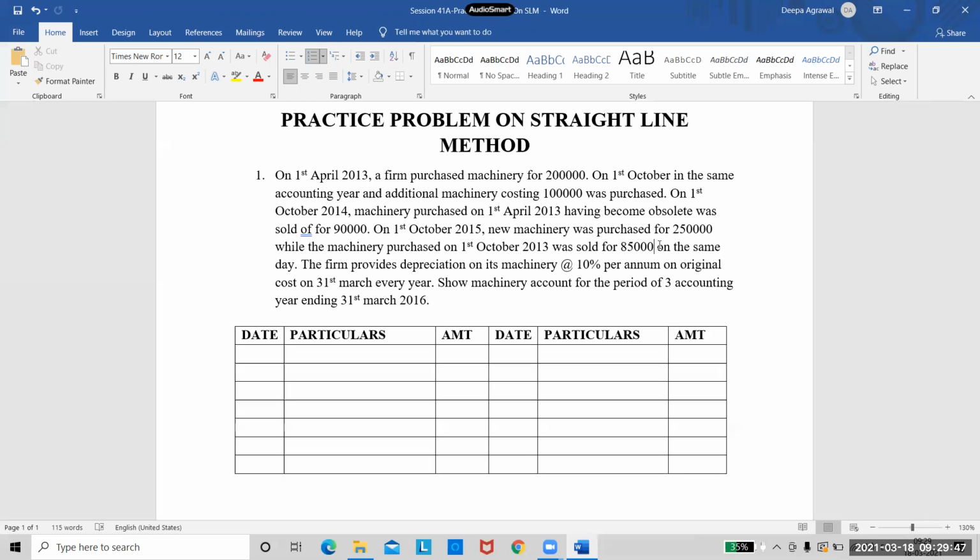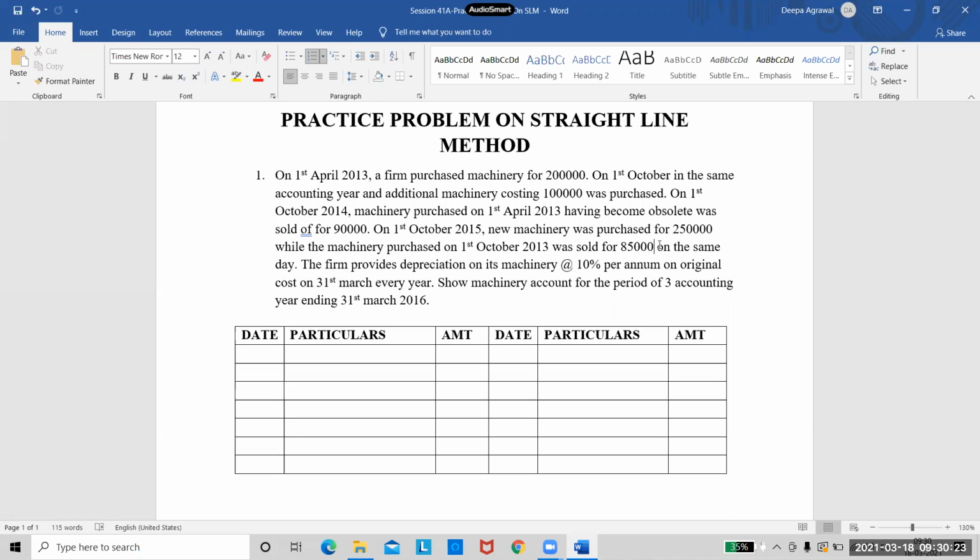Right? The firm provides depreciation at 10% per annum on original cost on 31st March every year. Show the machinery account for the period of 3 accounting years ending 31st March 2016. So which method is the firm following? Straight line method. Which year is it following? Financial year. See, it is asking us 31st March. So financial year. So our year begins on 1st April. It ends on 31st March.